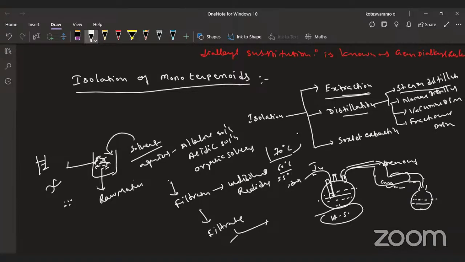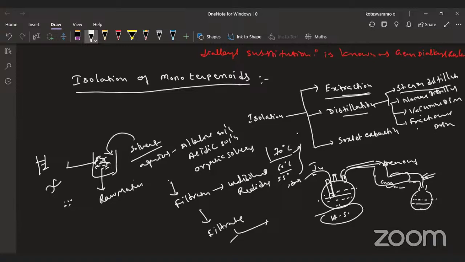The same principle is applicable for vacuum distillation and fractional distillation also. In vacuum distillation, we apply some vacuum. Why do we apply vacuum? Suppose three compounds are there in the mixture, and one compound is degraded at higher temperature.